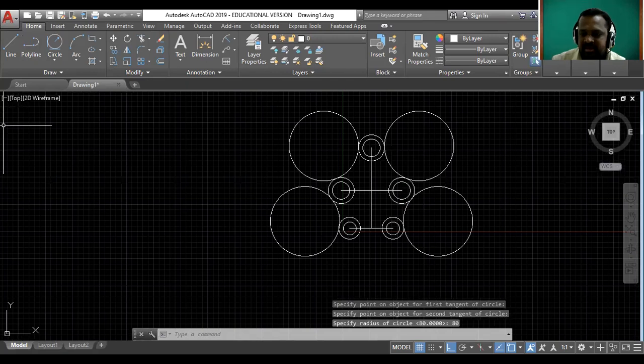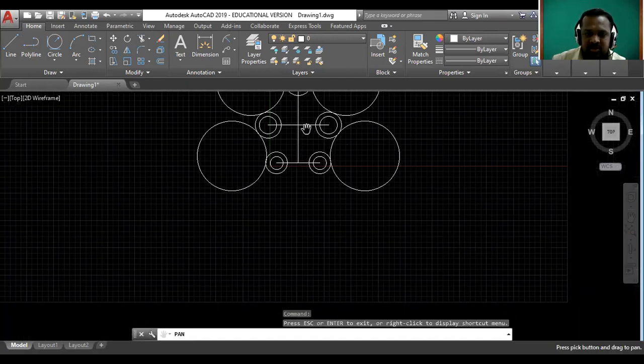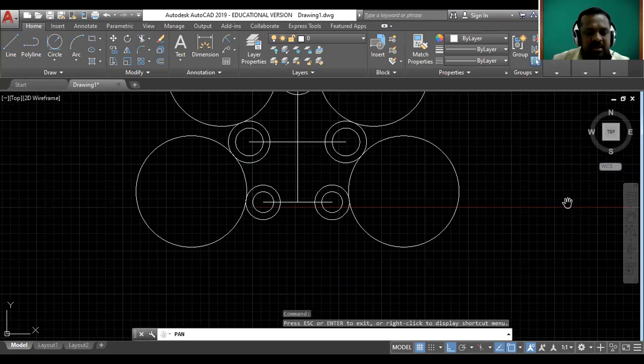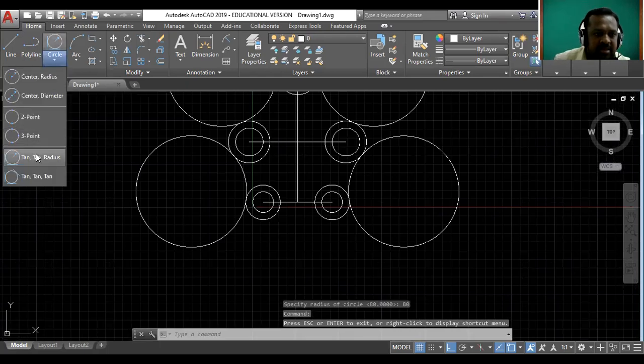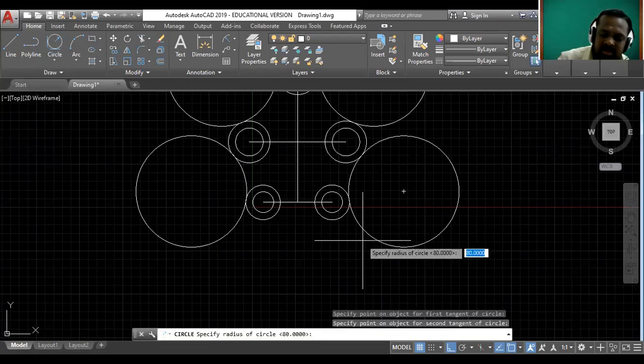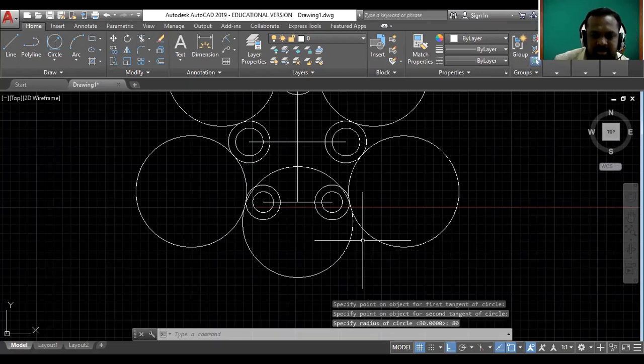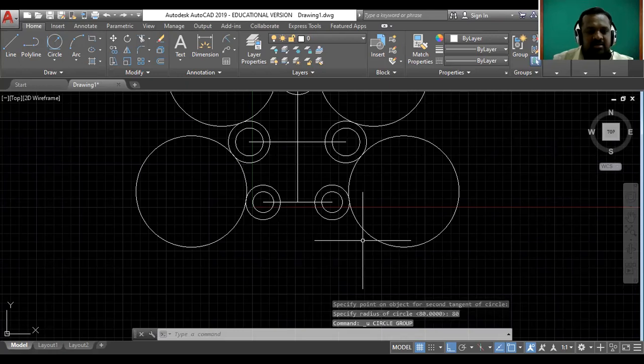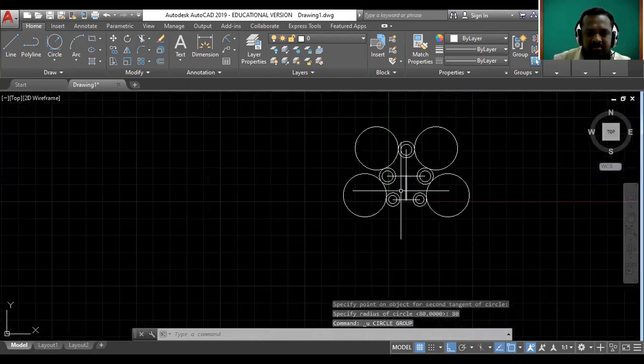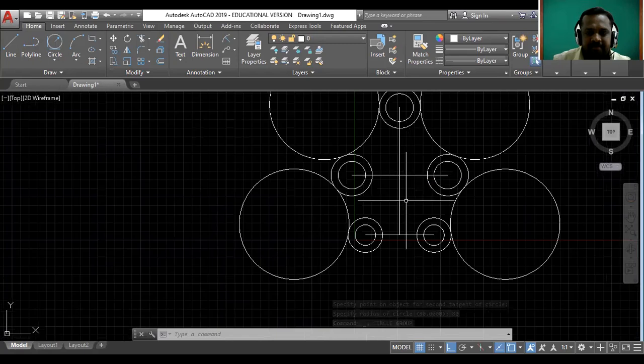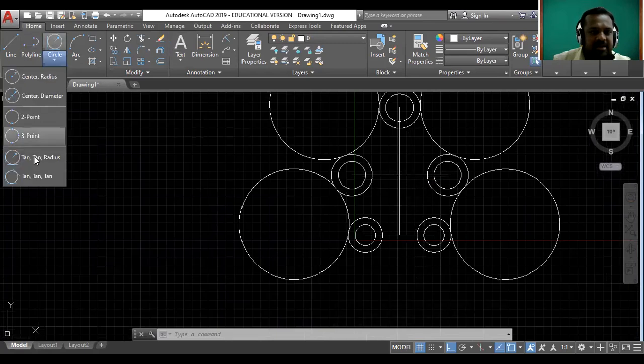And then at the bottom side also we require the curve, so again click on the 10 radius circle. Select this as the tangent point, and this as the tangent point. Then 80, enter. Once again, I have to fit the 10 radius circle, so this is the tangent point, and this is the tangent point.